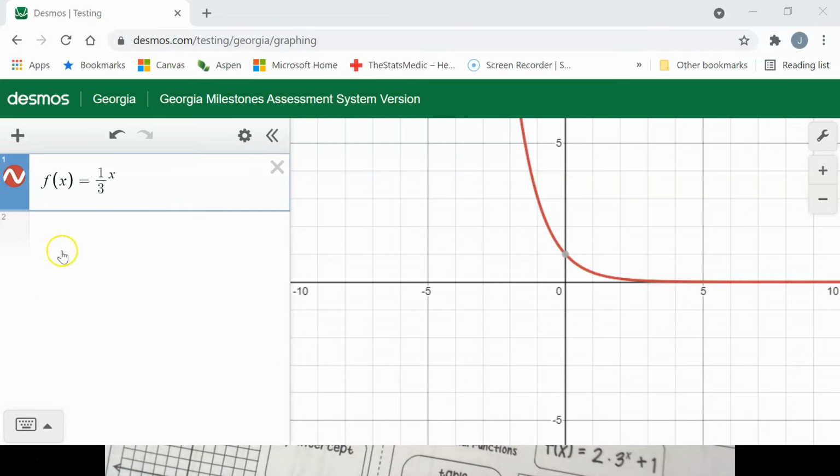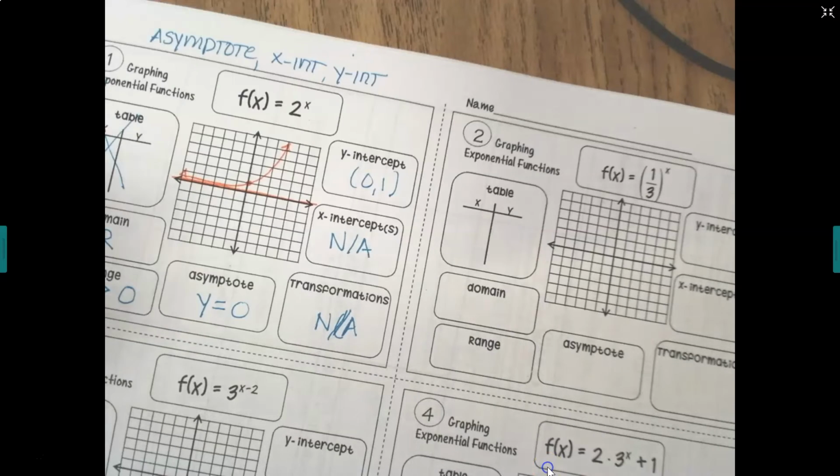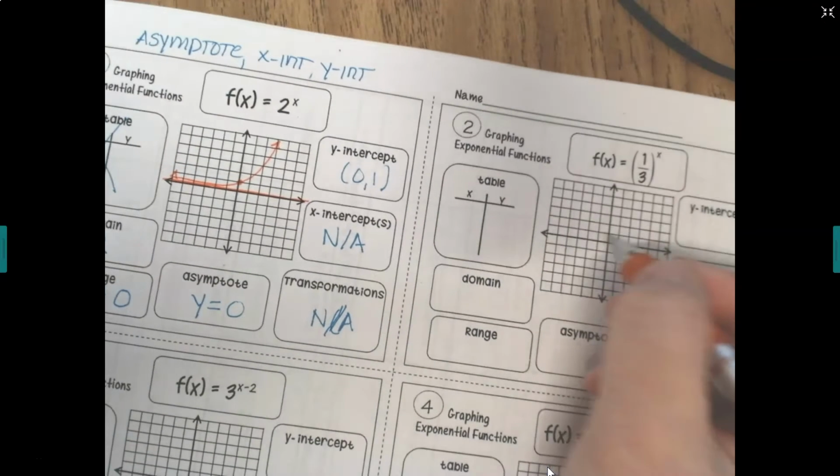So here's our second graph, f of x equals 1/3 raised to the x. So we get this decay problem, and if you notice, our b value here is less than 1, and that's why it's between 0 and 1, and that's what makes it a decay. Our y-intercept is at 0, 1, so I'm going to put my y-intercept on my graph at 0, 1.